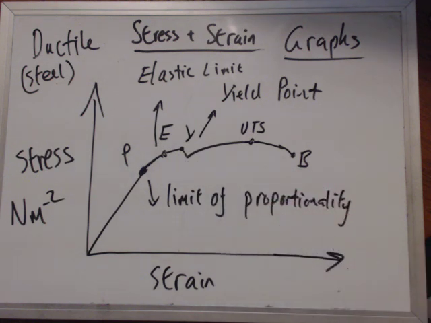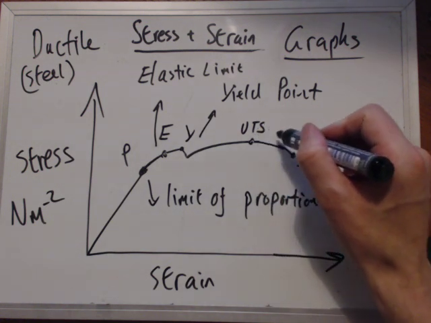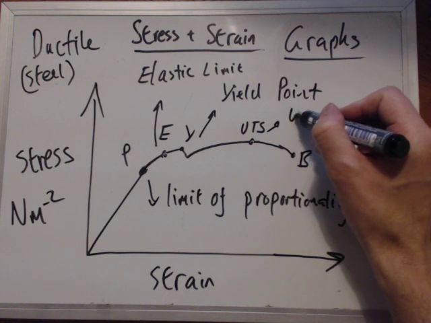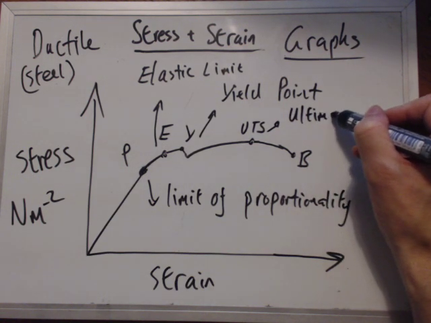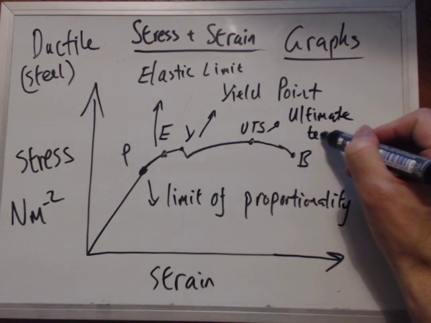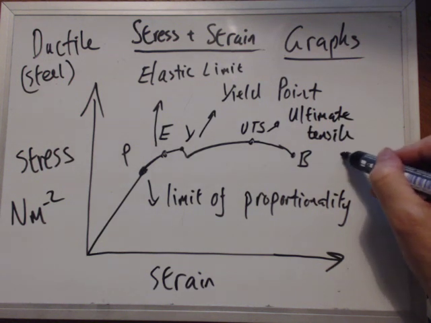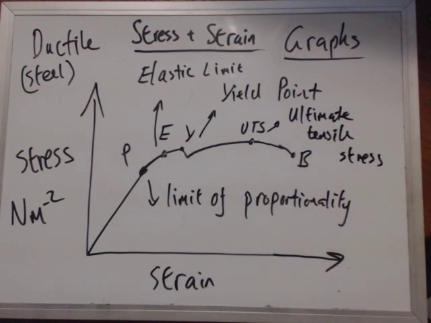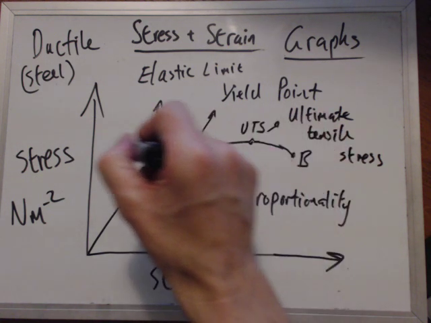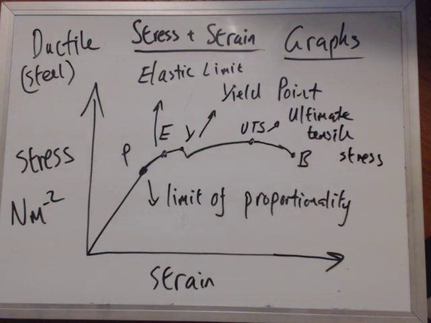We ultimately get to the UTS, and the UTS stands for the ultimate tensile stress. At that point, it's the highest point on the stress. That is the maximum stress that the material can withstand.